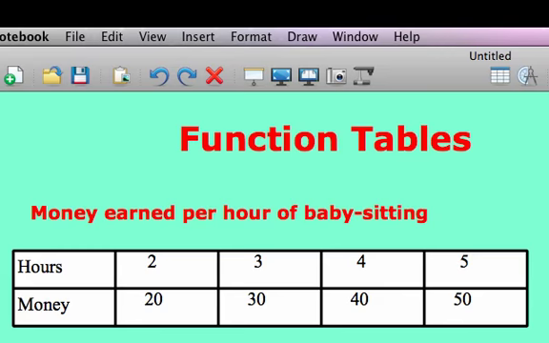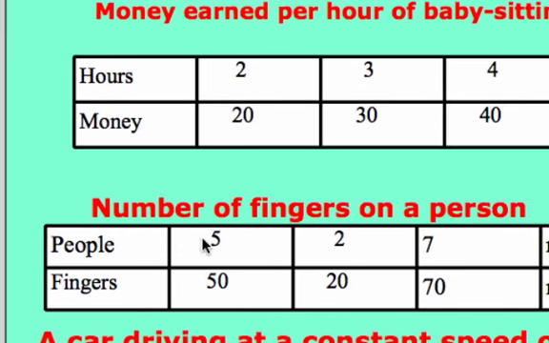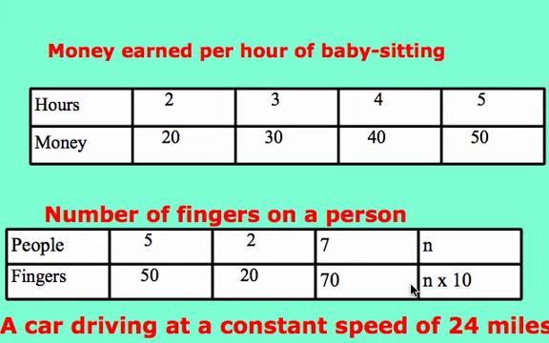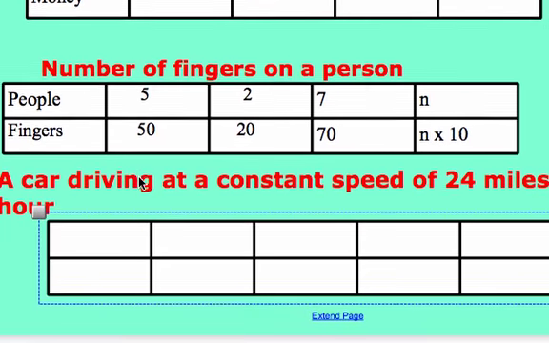If we have the number of fingers on a person, I would call the people the independent variable, and the number of fingers depends on the number of people. Of course, you might say there might be people with 9 fingers, but we're going on a general basis here. Again, we don't have to go in order. The hours and money chart went in order, but this one doesn't. We're going all over the place. Here, our function rule would really be n times 10. Take the number of people and multiply that by 10, and you'll figure out the number of fingers.